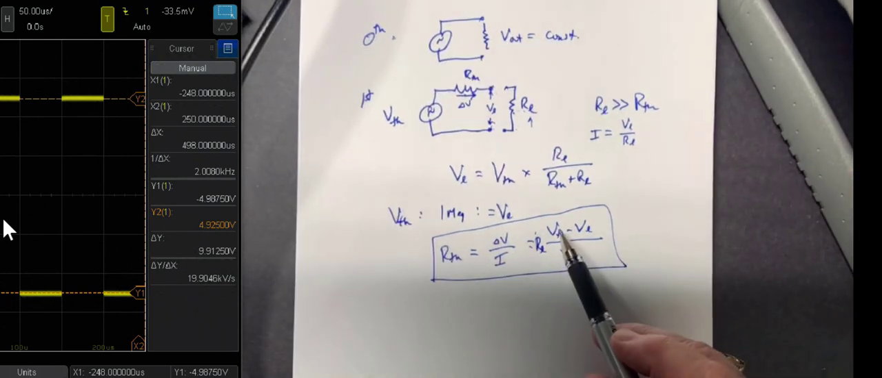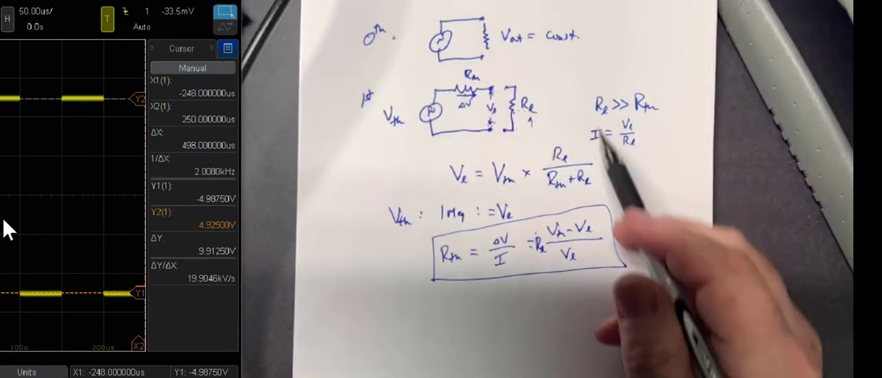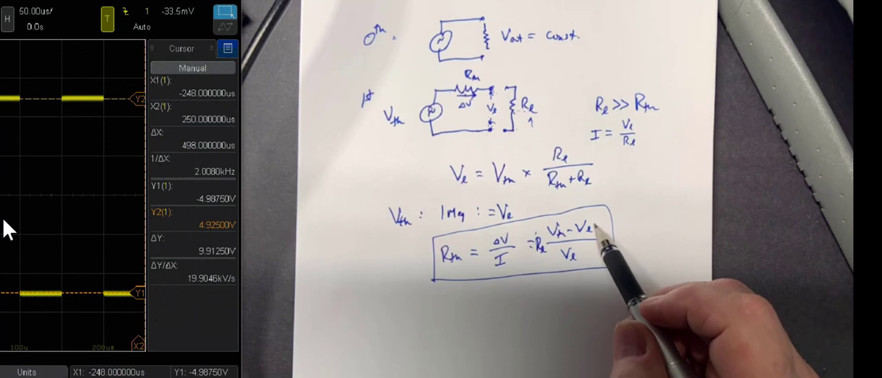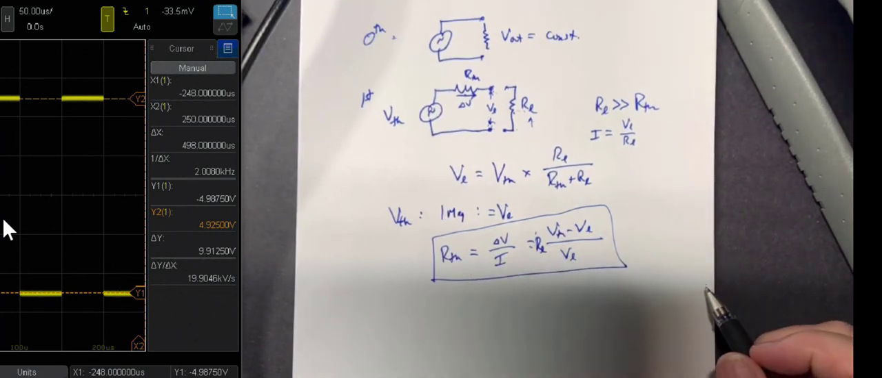We're going to measure the Thevenin voltage, open circuit, and we've got that. That was our 4.925 volts. We're going to add a load resistor. We're going to measure that loaded voltage, and we're going to know what that load voltage is, and then we're going to back out the Thevenin resistance.